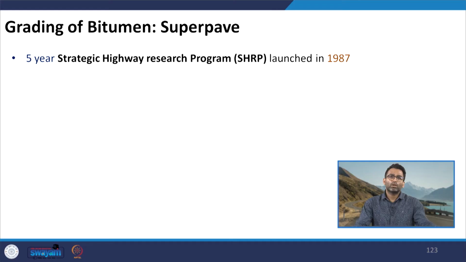Having discussed the penetration grade and viscosity grading of bitumen, let us now talk about the Superpave grading system, which uses the rheological parameters, in contrast to the physical properties such as penetration and viscosity, to classify or grade different bitumen samples. The Superpave criteria was developed through the Strategic Highway Research Program, which was a 5-year research program launched in 1987.